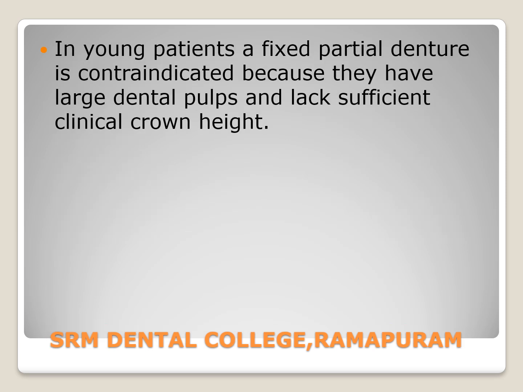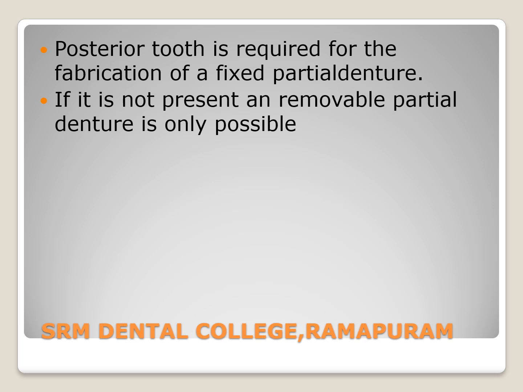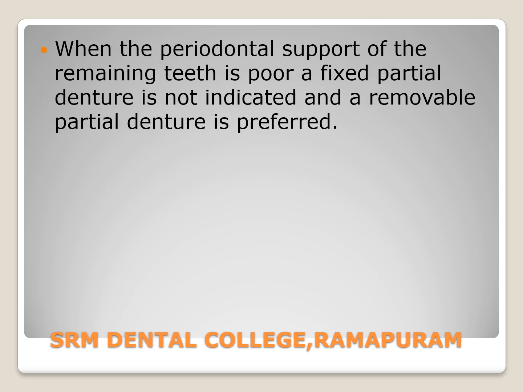The next common indication is in young patients, because the FPD is contraindicated as they have larger pulps and lack sufficient clinical crowns. So in such conditions, we can go for a removable prosthesis. And also, a post-and-core is required for the fabrication of a fixed partial denture. When it's not present, then the only choice is the removable partial denture. Also, when the periodontal support of the remaining teeth is very poor, a fixed partial denture is contraindicated, then most commonly a removable prosthesis is indicated.